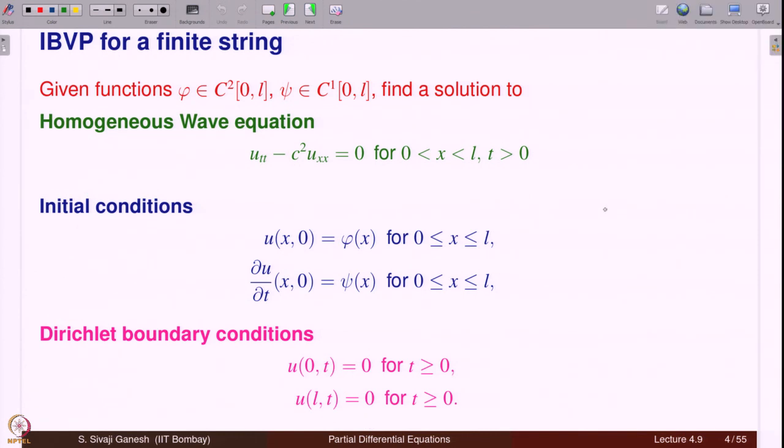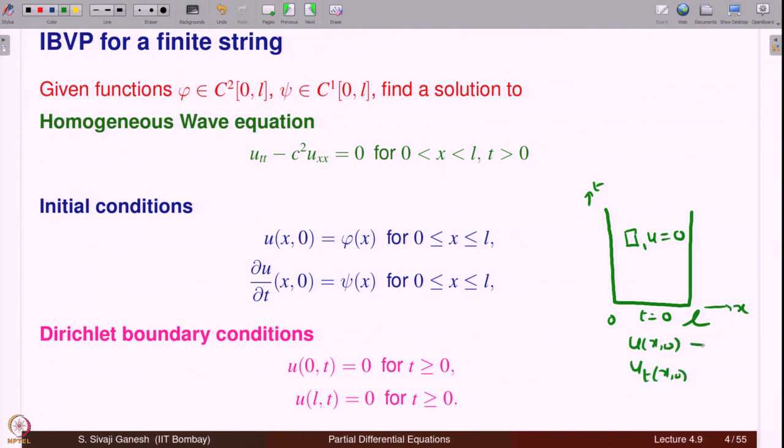In other words, this is the domain we are considering, 0 to L. This is x, this is t. Here we want the homogeneous wave equation to be satisfied, and this is t equal to 0. Here we prescribe u(x, 0) and u_t(x, 0). This is phi of x, this is psi of x. And here these are the boundary points, x equal to 0 and x equal to L. Here we prescribe that u(0, t) is 0 and u(L, t) equal to 0. We have introduced this initial boundary value problem in a tutorial in lecture 4.3 earlier.